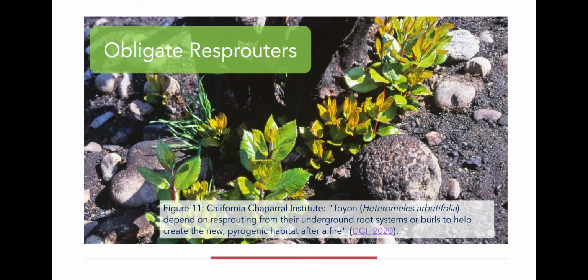Next, in slide 11, are obligate resprouters. According to California Chaparral Institute, they depend on the resprouting from their underground root systems or burls to help create habitat after a fire. Manzanitas are both obligate resprouters and facultative seeders. I will explain facultative seeders further in the next slide. Obligate resprouters can regenerate from both a seed and they can sprout from dormant buds, also referred to as burls, that grow on the plant. And in this figure 11 is toyon, which depend on resprouting from their underground root systems or burls to help create the new pyrogenic habitat after a fire.